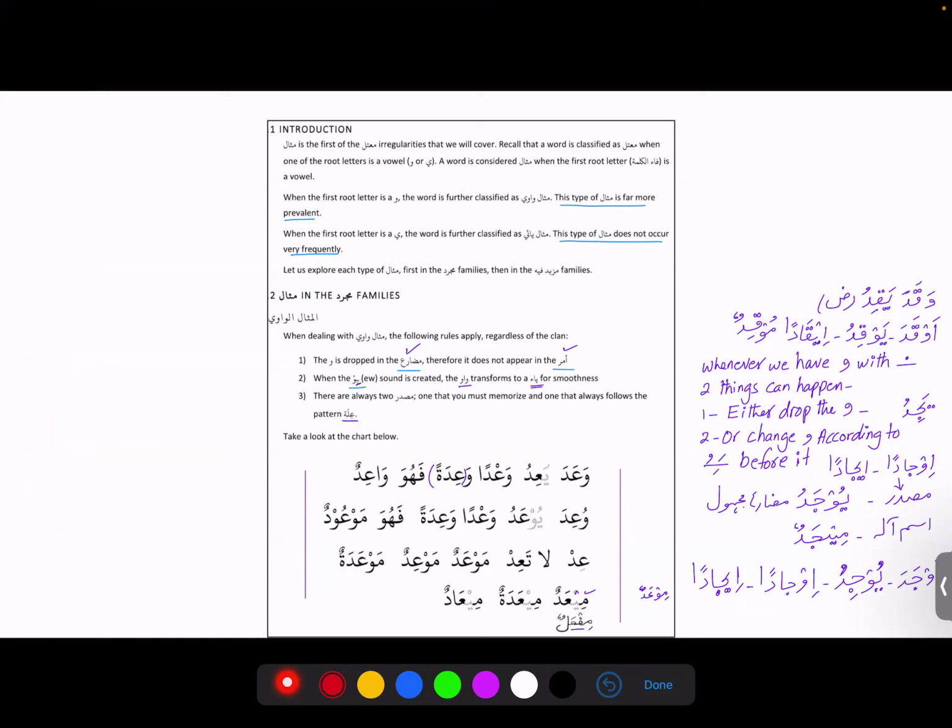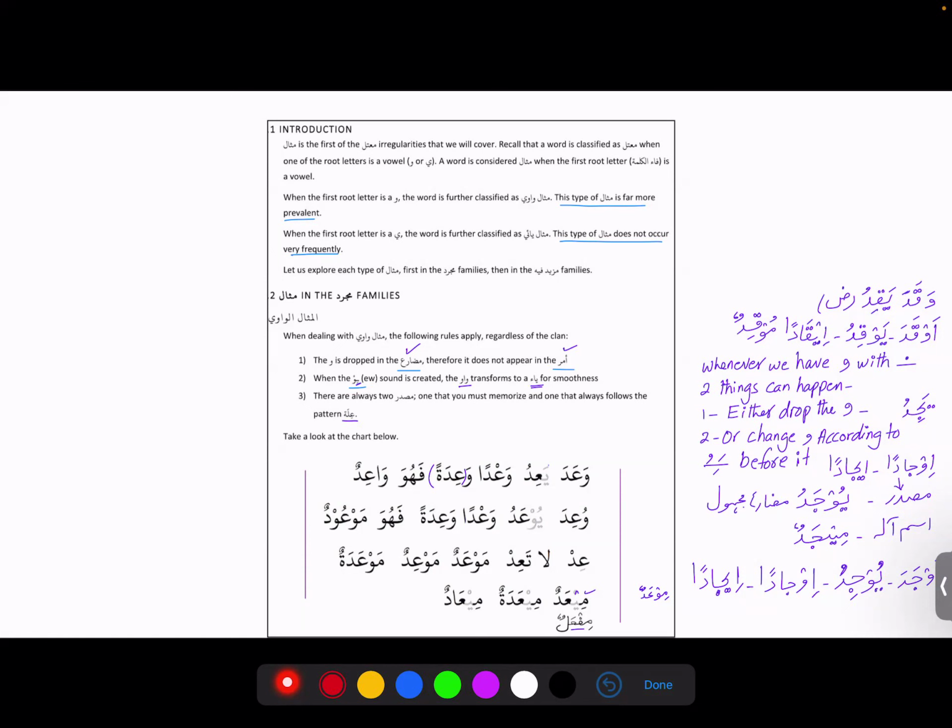Mu'attil. Yeah, this is mu'attil. And when the fa kalma is waw or ya, then it is misal, and when it is waw, it is misal e wawi, when it is ya, it is misal e yayi. Yeah, perfect. So this is all about mu'tal, right?